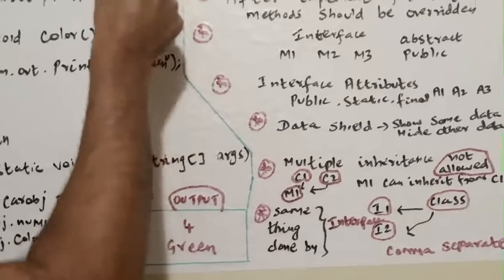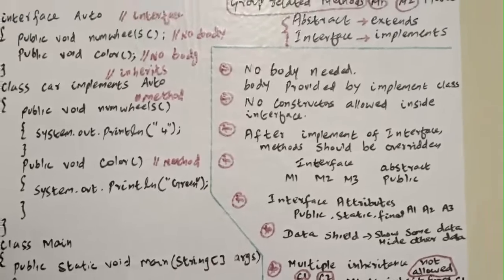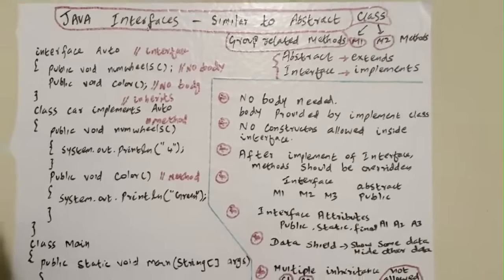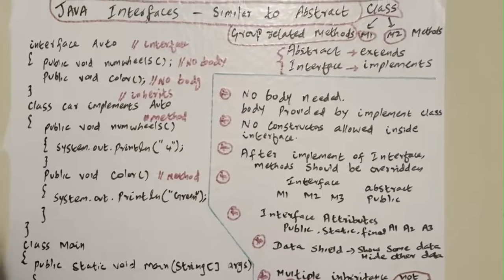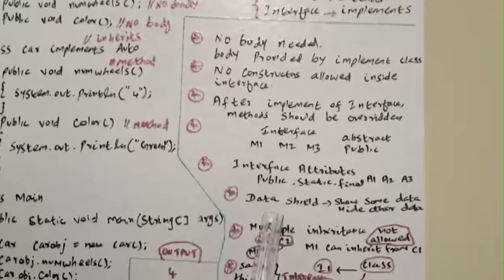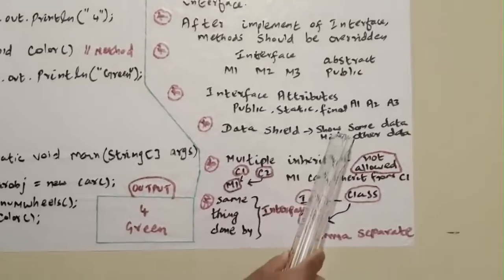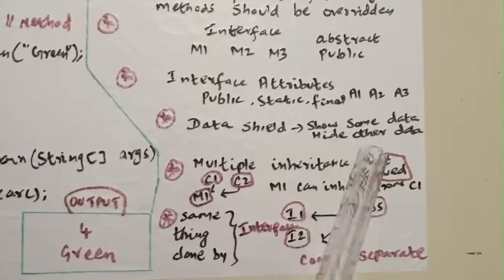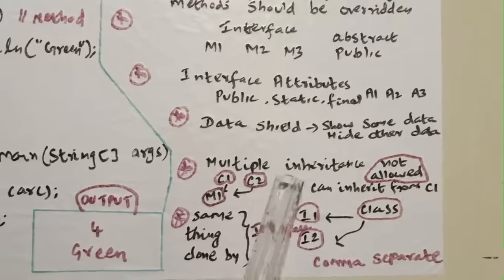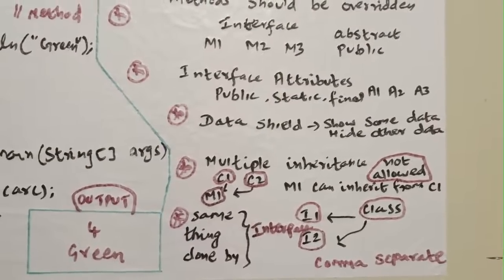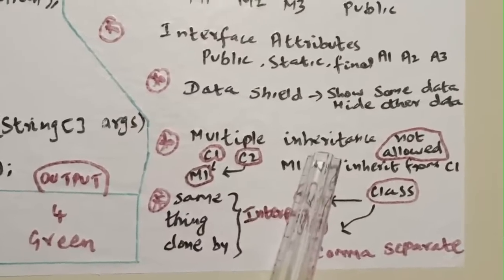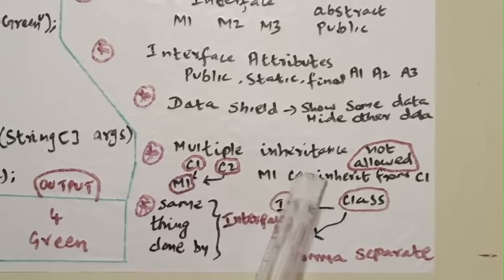So why do we need an interface? Sometimes you want to protect data, it's for data security. Sometimes you want to shield part of the data. So it's like a data shield. Show some data, hide other data. That's when we use the interface. There can be multiple interfaces. There can be more than one interface or inheritance used in a Java class.